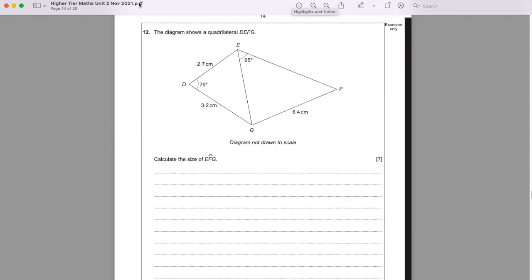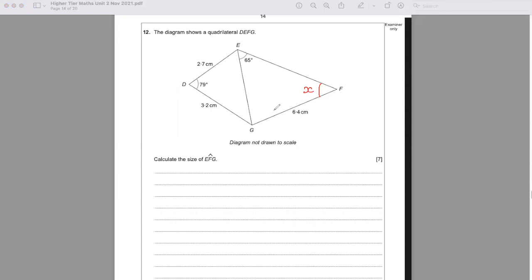Question 12, the diagram shows a quadrilateral EDEFG, and they've given you the angle, the size of DE and DG, and they're asking you to calculate the size of angle EFG. So this one here is the one that they're asking you. So let's call that X then.